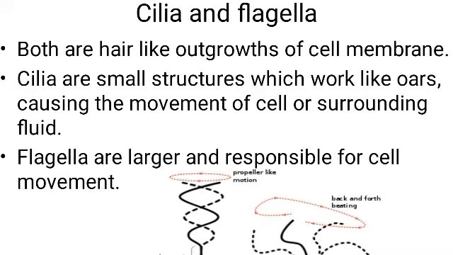Cilia are small structures when compared to flagella. Cilia are shorter, and they work like oars. An oar is the structure used to push the water backwards and move the boat forwards. In the same way, the cilia work like oars. They can help in the movement of the cell or the fluid. If the cell is moving, it moves forward, and when the fluid is moved, the fluid moves backward.